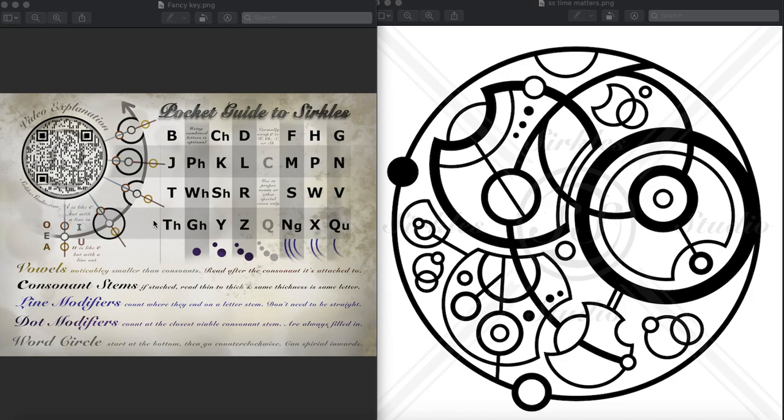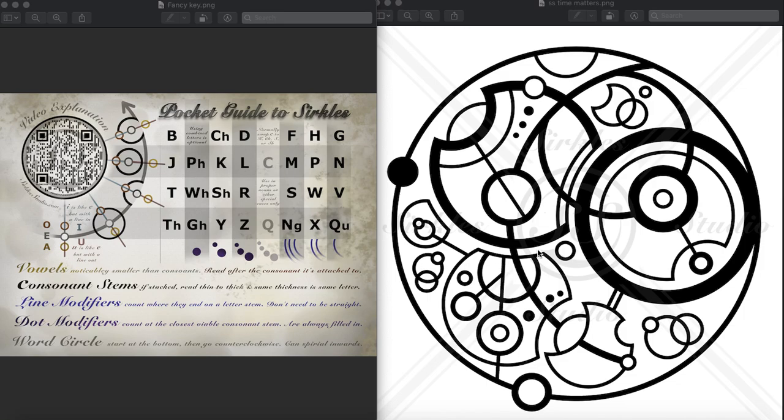And then vowels are tricky. They're smaller circles, and they have different positions depending upon what vowel they are and if they're attached to one of the four consonant stems. And vowels also can have line modifiers on them, which if a vowel has a line on it, it's either an I or a U. And then the direction the line goes matters. So if it's an I, the line goes towards the middle, and if it's a U, the line goes outwards.